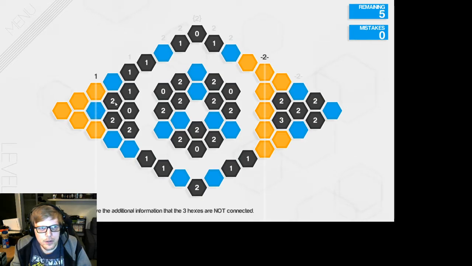And now this 2 is adjacent to 2, so this one can't be. And this 2 is adjacent to 2, so this one can't be. Additionally, it's 1 in this column, and we already have our 1, so we get to mark off both of these and grade that out.